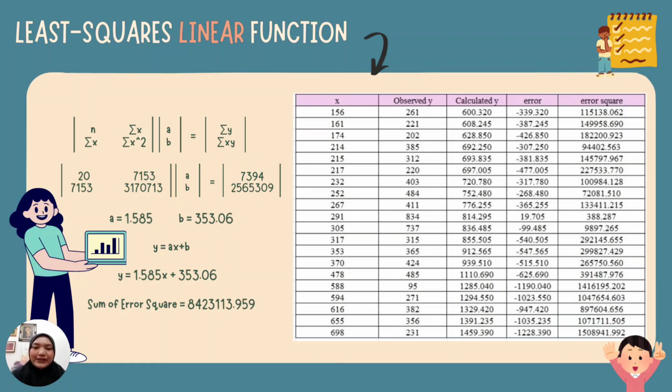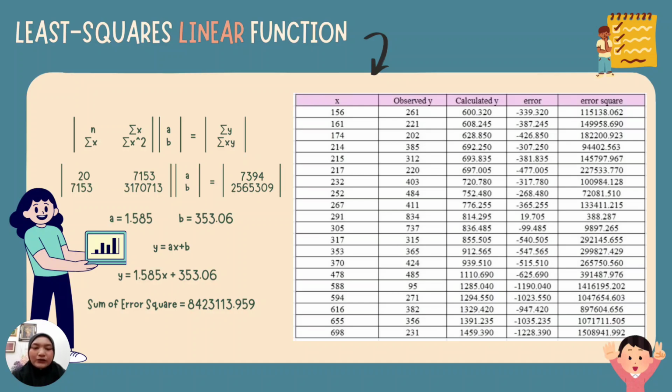Next, let's do a calculation to find the equation for a straight line. To find the equation for a straight line, we need to find the values of A and B. We know that n is 20 and the sum of x is 7,153. Meanwhile, the sum of x squared is 3,170,730. For the sum of y, we get 7,394, and lastly for the sum of xy, we get 2,565,309. After doing all the calculation, we get A as 1.585 and B as 353.06.